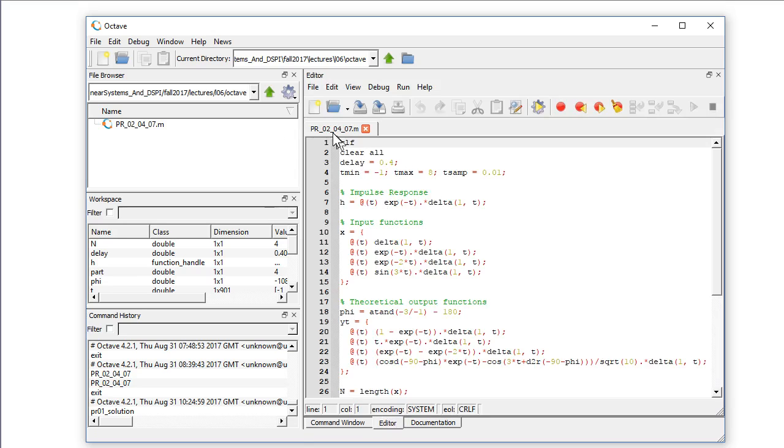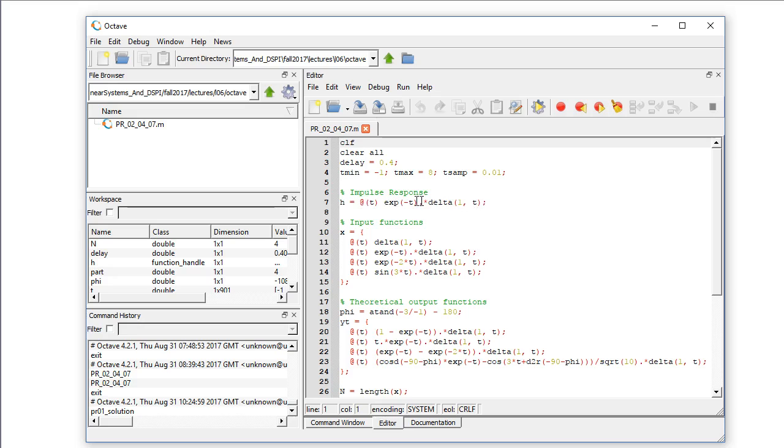So here's a script that does the convolutions. Here I've defined the impulse response. Again, it was e to the minus t times u of t. We've got these delta functions that we can use in Octave as the unit step, and also various integrals of the unit step. So delta 1 of t is the unit step. Actually, delta 0 of t is the impulse. Delta 2 of t is actually the ramp. Of course, you can delay these by putting in, for example, t minus 2.